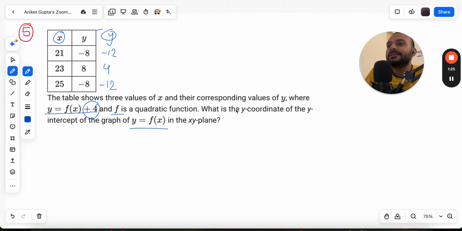And they're asking us for the y coordinate. That means f of x would be of this format: ax squared plus bx plus c. We need the value of c. Now let's head to DESMOS for a quick regression experience.